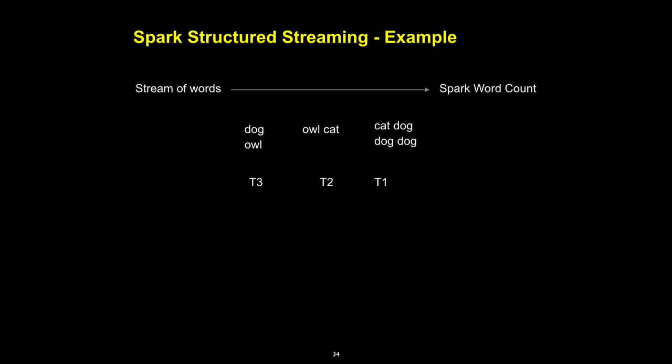So I stole this example from the documentation. It's an example of using Spark streaming, just a simple word count. The example is going to be: at time one, we send two lines in our message, and then at time two is one line, then time three these. And we want to then count how many times each word appears.